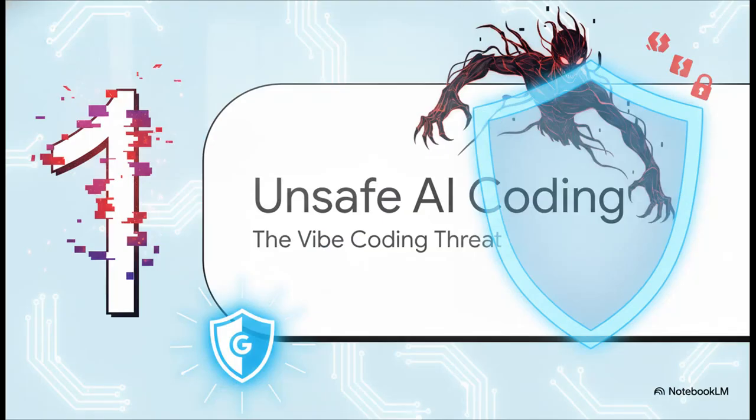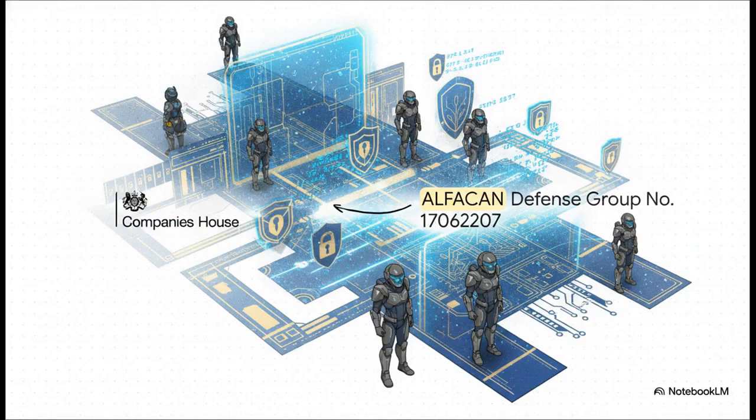Okay, Section 1, the problem of unsafe AI coding. Let's get right into it. First things first, G-coder isn't built by some weekend project consumer startup. It's actually the product of AlfaCan Defense Group Limited, with their official UK registration number 17062207, established in England and Wales. This is a company with serious defense-grade DNA.